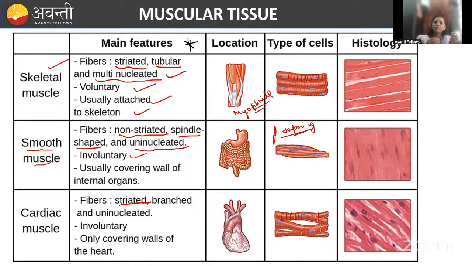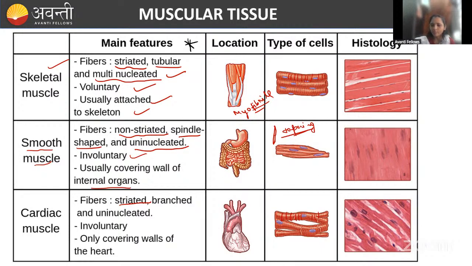If you are eating food and the food has to move, are you going to take a stick and move the food inside? No, right? This is by involuntary control. Just remember, these are not in our control, and they usually cover the walls of the internal organs. All our internal organs are there inside, and those are all covered by the smooth muscles. Remember, okay?